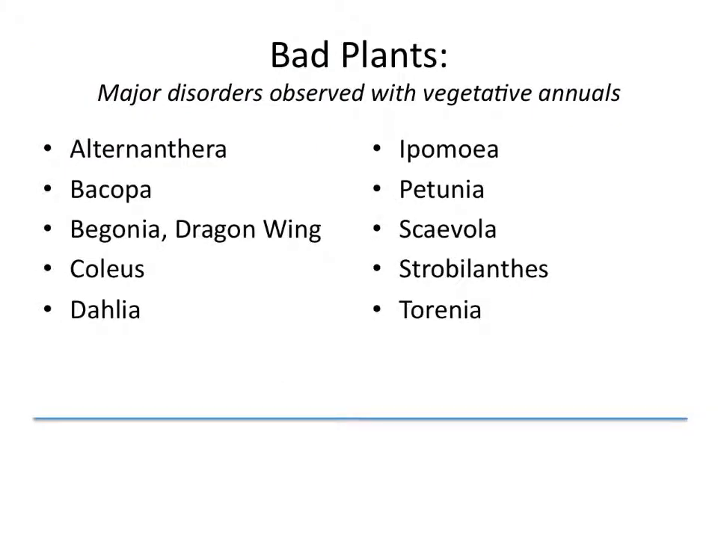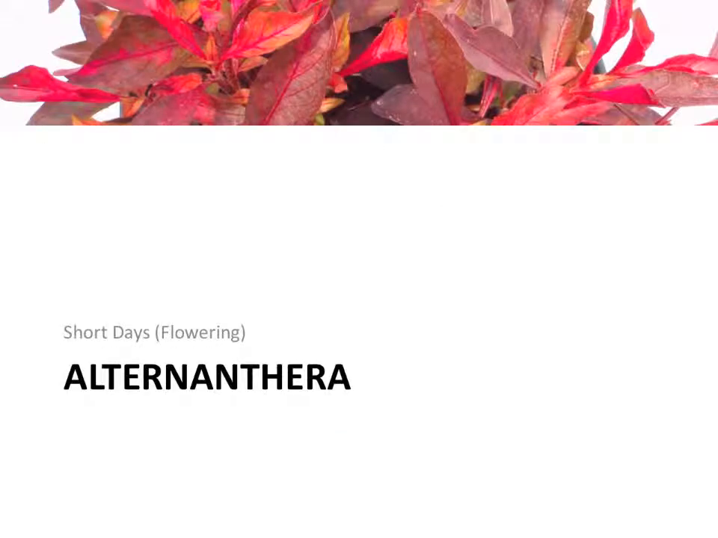Now, the plants we're going to focus on are primarily vegetative annuals, and we're looking at plants from Alternanthera over through Torenia. So basically 10 different plants we're going to focus on with this presentation. So let's start with Alternanthera.